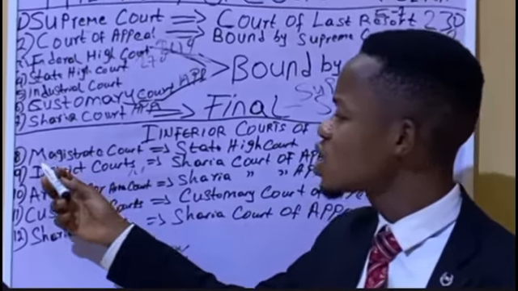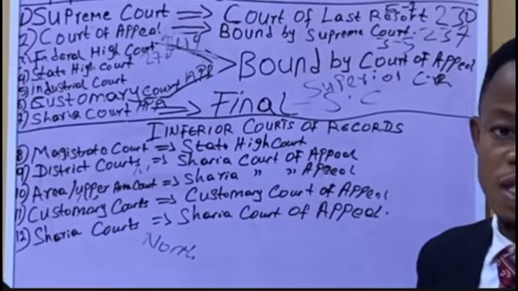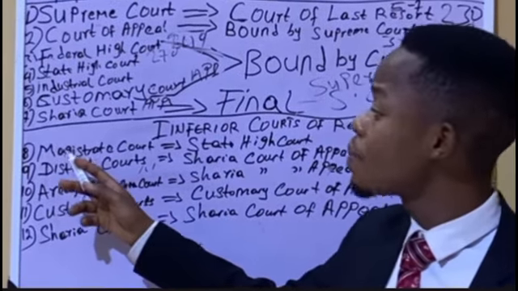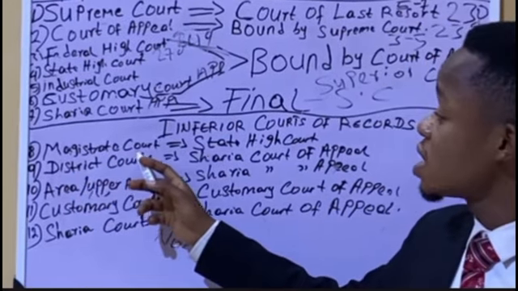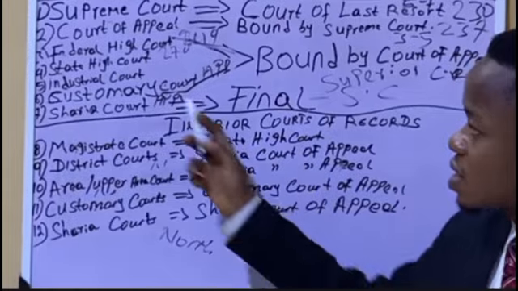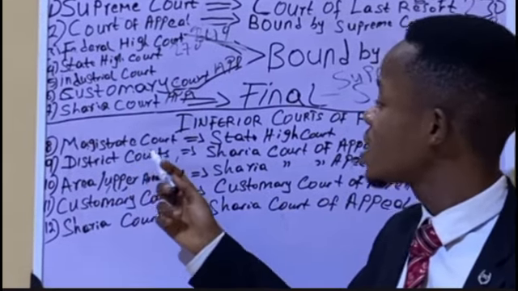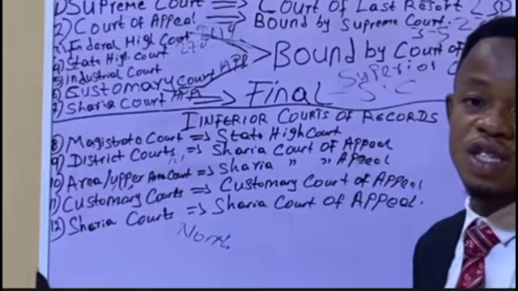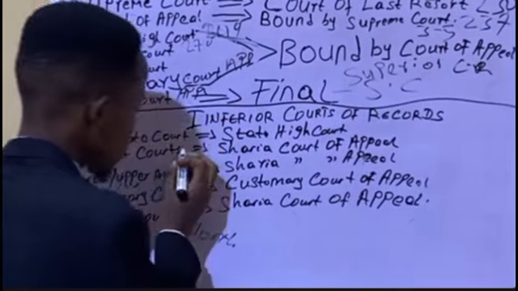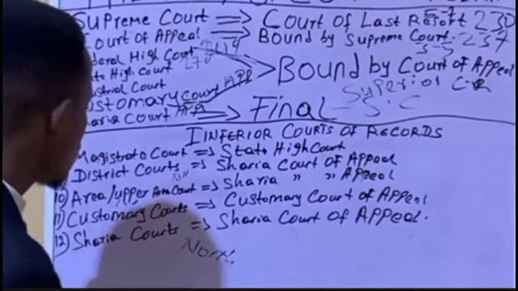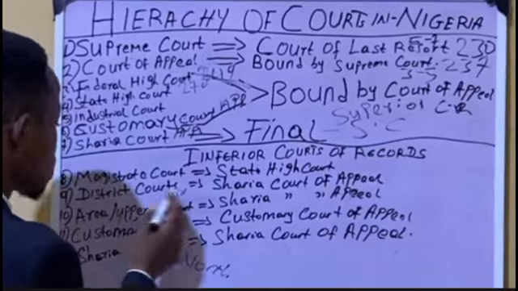Basically, magistrate court deals with petty offenses and minor issues, and any appeal from magistrate court goes to the state high court. That is the court here, not the federal high court. Now, the opposite of magistrate court is district court. If you go to the north, that is when you obtain what? District court.